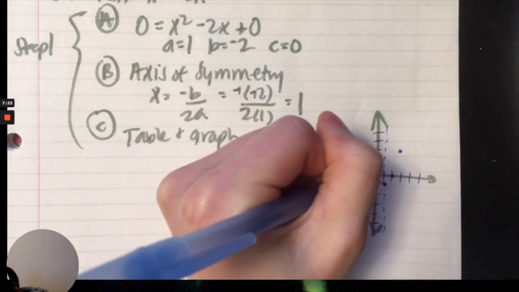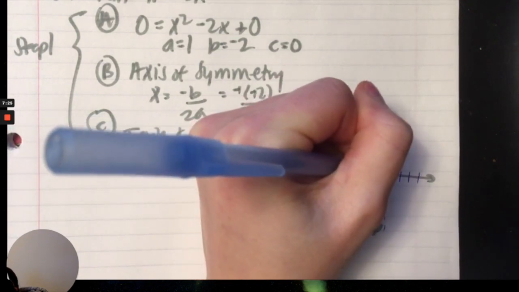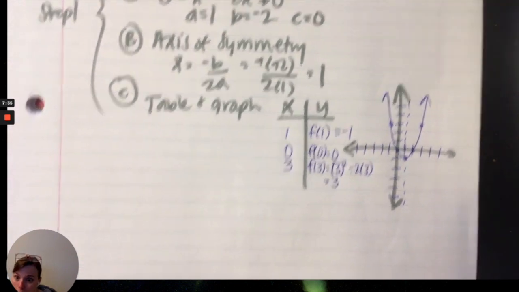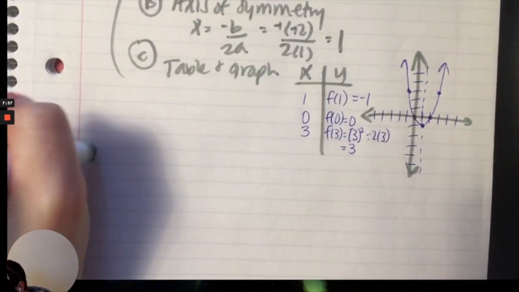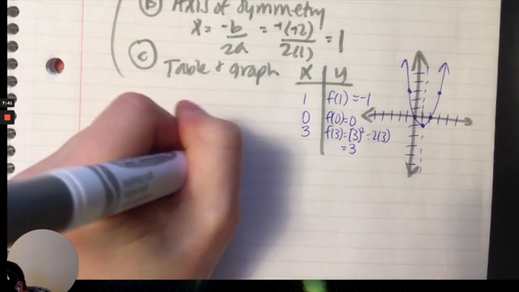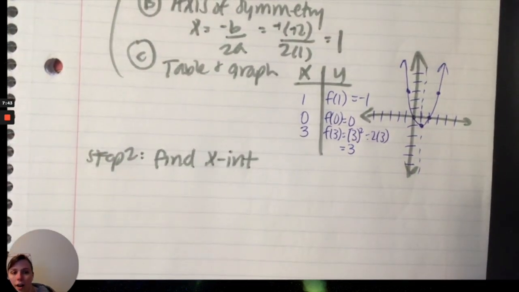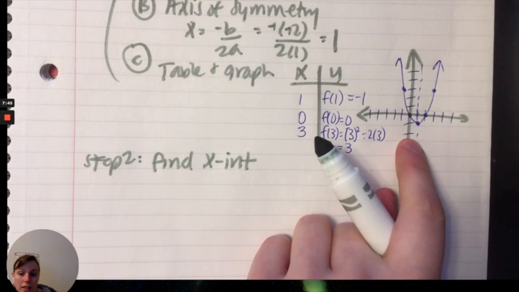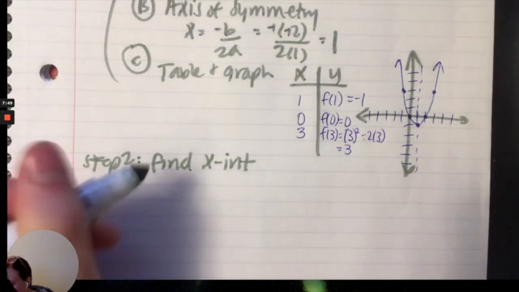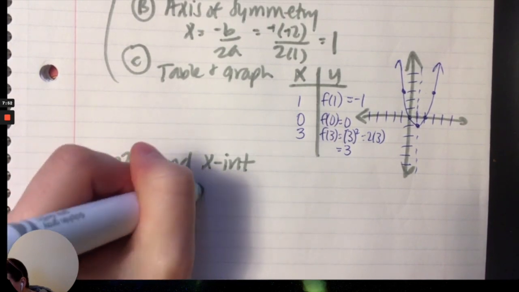And I have 5 coordinates, so I'm going to connect the points. All right, so this is my quadratic. I have now graphed it, and now we get to do step 2. All right, so this was all step 1. Step 2, find the x-intercepts. So where does this graph cross the x-axis? And it's nice to know the actual exact locations. So our x-intercepts are at 0 and at 2.